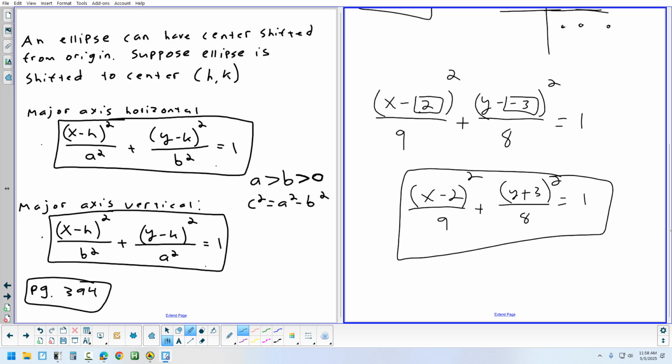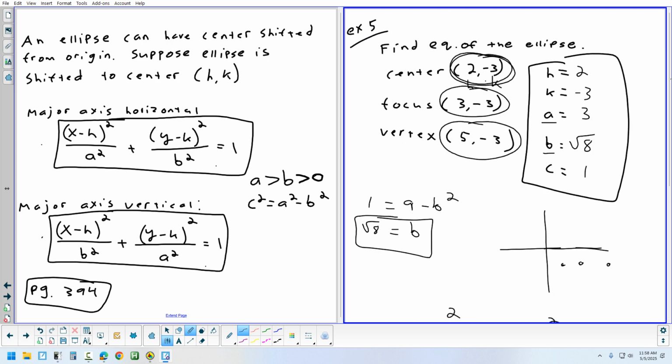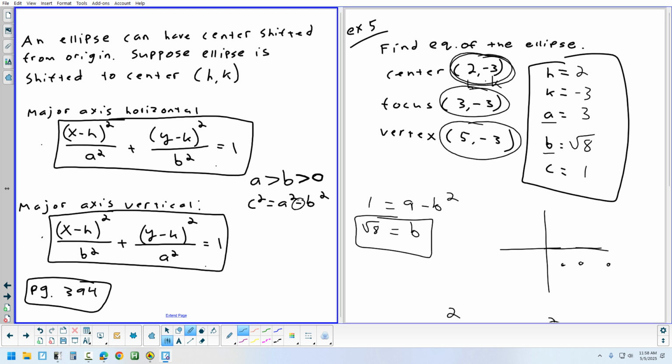Tomorrow, when we do the hyperbola, we're still going to be working with these same 5 letters again, A, B, C, H, and K. It's just little things are going to change, like that becomes a plus, that becomes a minus. So then we just have to keep them straight. Exactly like this again tomorrow.